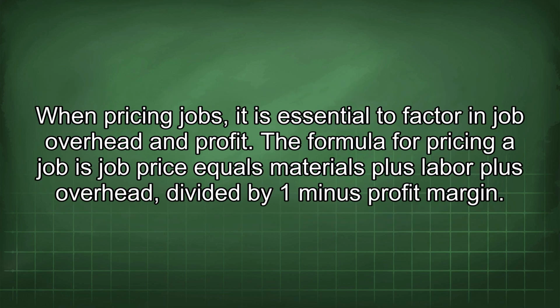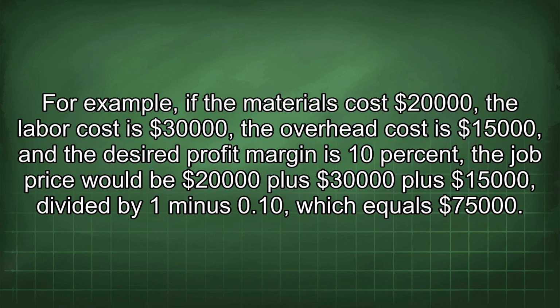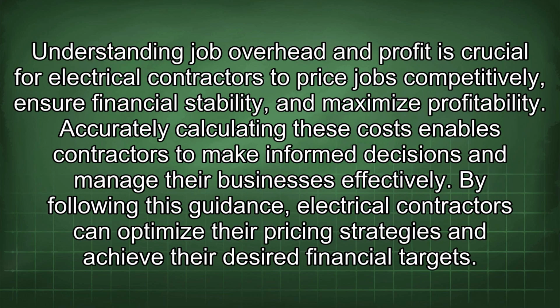When pricing jobs, it is essential to factor in job overhead and profit. The formula for pricing a job is job price equals materials plus labor plus overhead divided by 1 minus profit margin. For example, if the materials cost $20,000, the labor cost is $30,000, the overhead cost is $15,000, and the desired profit margin is 10%, the job price would be $20,000 plus $30,000 plus $15,000 divided by 1 minus 0.10, which equals $75,000.